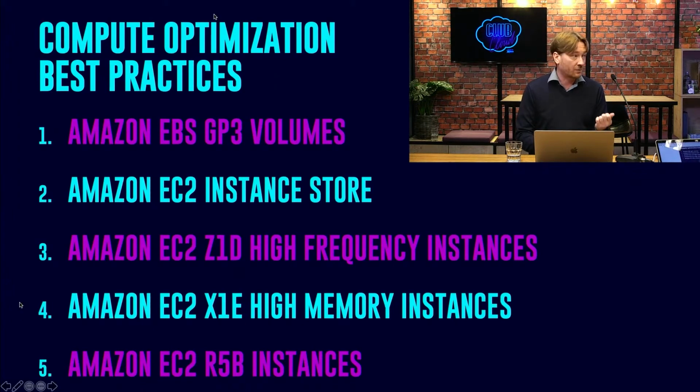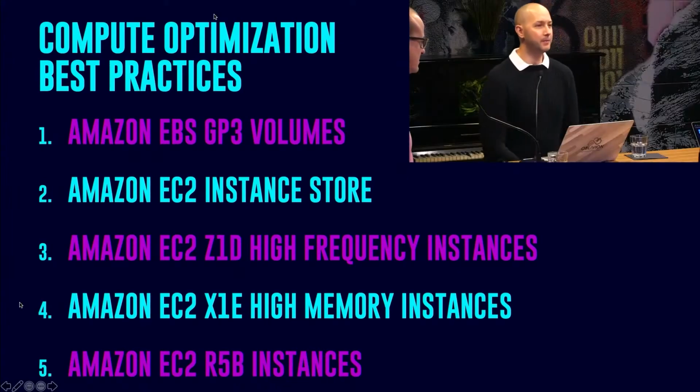Also, we have X1E, high memory instances. These instances have really a lot of memory. It starts with 4 vCPUs and 122 gigabytes of memory, and it ends up with an instance with nearly 4 terabytes of memory. And if you take into account the optimized CPU, which I was talking about, you can have an instance with 4 vCPUs and nearly 4 terabytes of memory. So if you need a lot of memory, then consider using these instances. So right sizing is a fundamental part of making sure you're optimizing not only for performance, but also for cost. We have plenty of options on AWS.